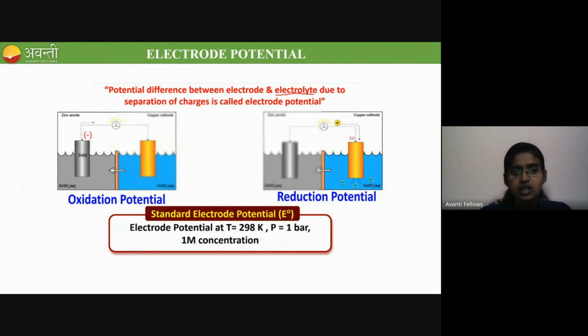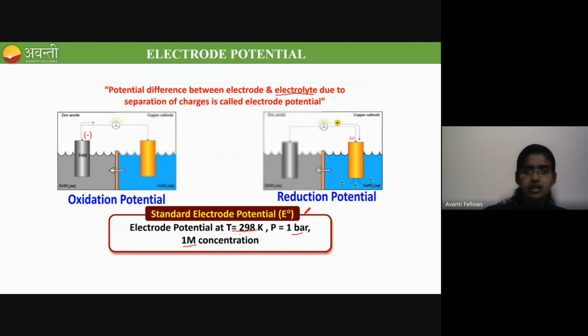Standard electrode potential is represented by the symbol E naught, and it represents the potential at 298 Kelvin, 1 bar pressure and 1 molar concentration. If the temperature is 298 Kelvin, the pressure is 1 bar and the concentration is 1 molar, then we call that electrode potential the standard electrode potential because it is in the standard condition.